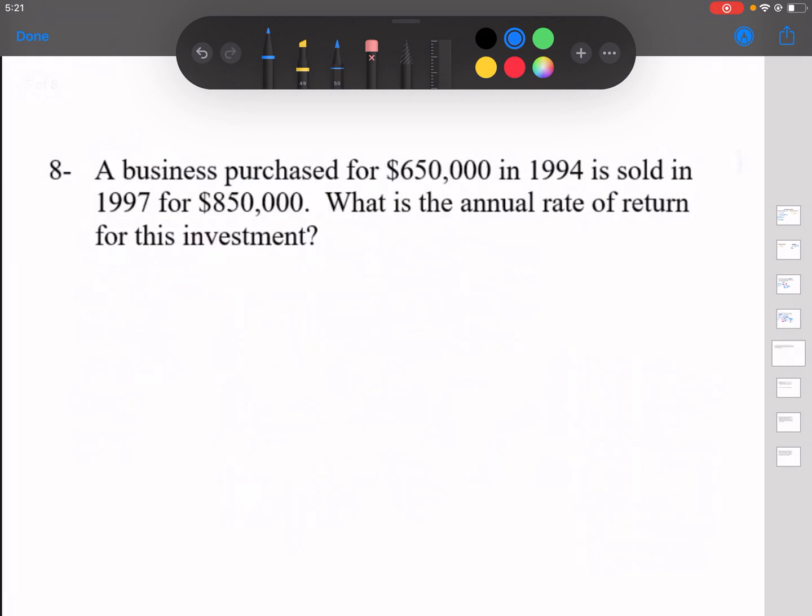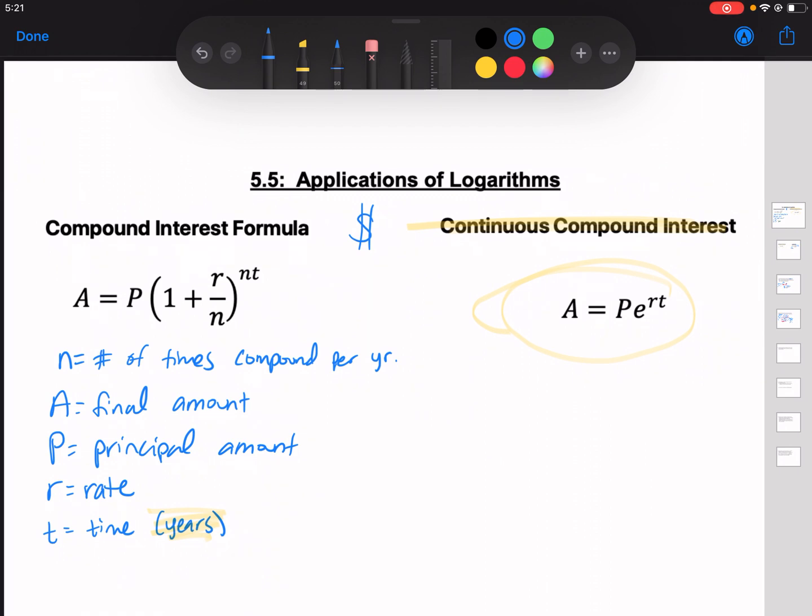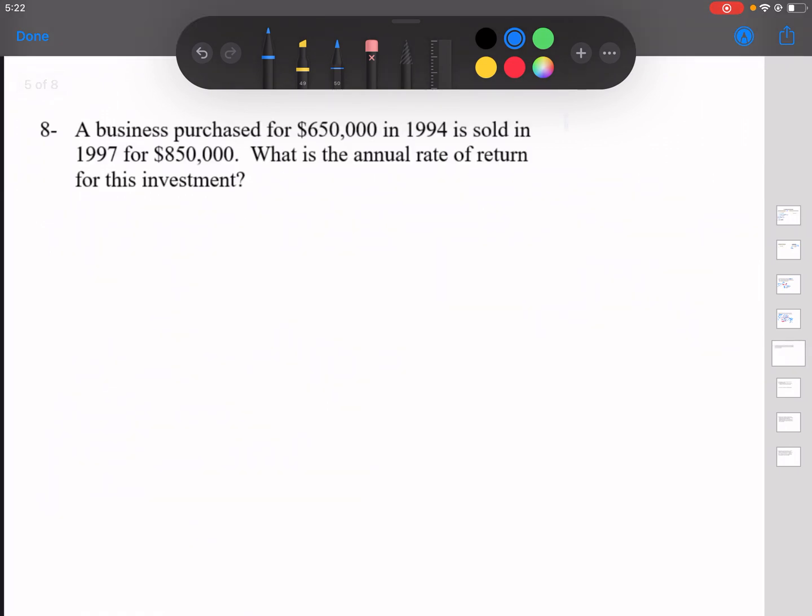So let's go on to another problem, just to kind of see some more. So this one's also a money problem. So once again, money problems are always going to be one of these two formulas. A business purchased for $650,000 in 94 is sold in 97 for $850,000. So we want to find the rate of return for this investment. So we're actually finding the rate. Now it didn't say it was compounded continuously or anything like that. So we're going to go ahead and use our A equals P times 1 plus R over N to the NT.